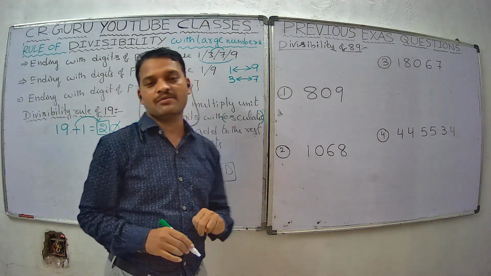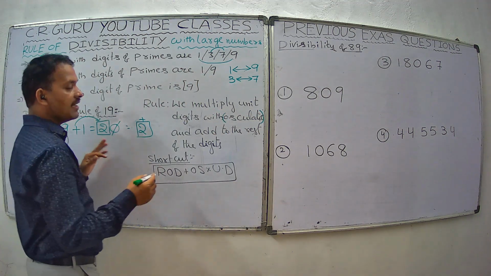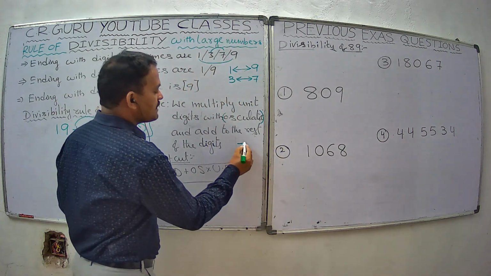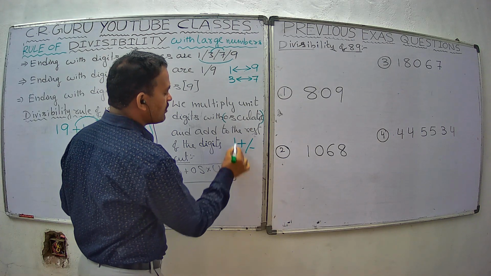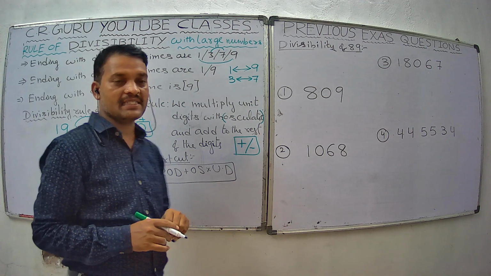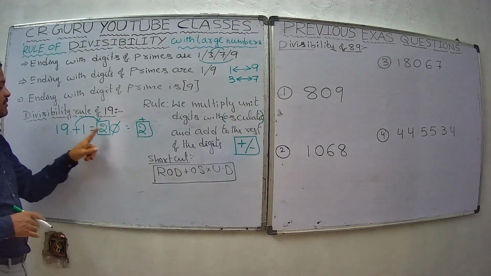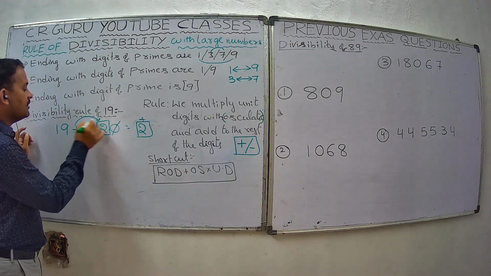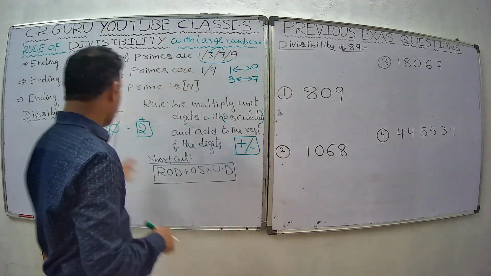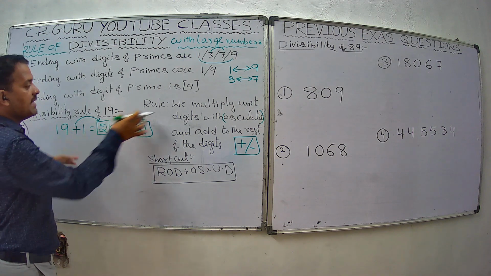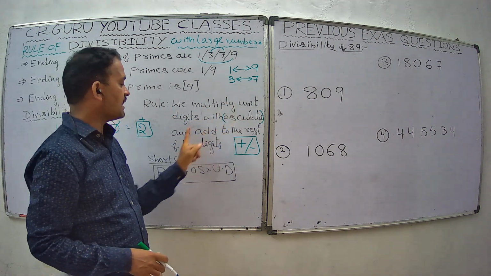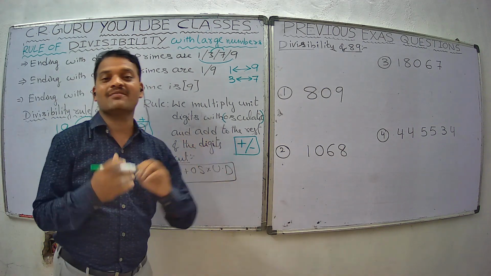Oscillators are of two types, either plus or minus. Here 19 plus 1 equals 20, so this is a plus oscillator. Based on that, the rule is: we multiply the unit digit with the oscillator and add it to the rest of the digits.